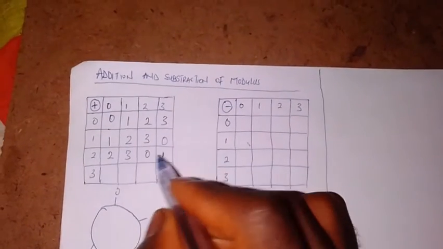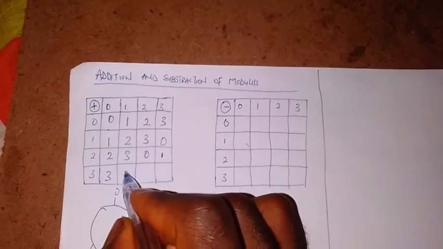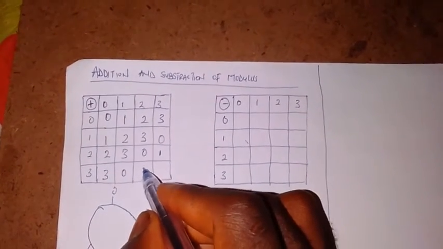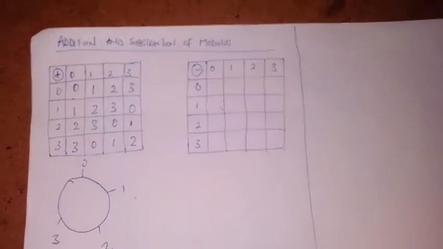So that's 1. Then 3 plus 0 is 3. 3 plus 1 is 4, which is 0. 3 plus 2 is 5, which is 1. 3 plus 3 is 6, which is 2. And that's for the addition.